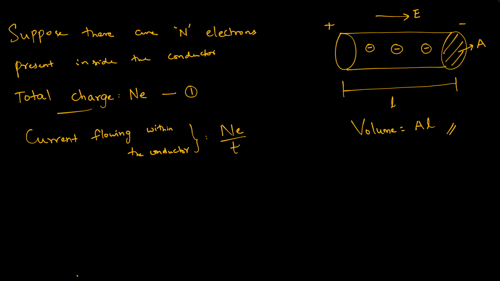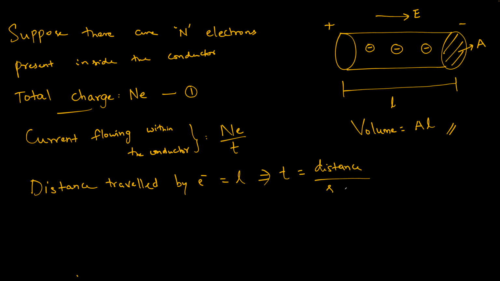Now the question is, how much time is it taking for an electron to go from the negative to the positive terminal? How much is the distance it is supposed to travel to complete the circuit? It needs to travel a distance of L. So the distance traveled by the electron is going to be L. From here I can say the time is equal to distance by speed.